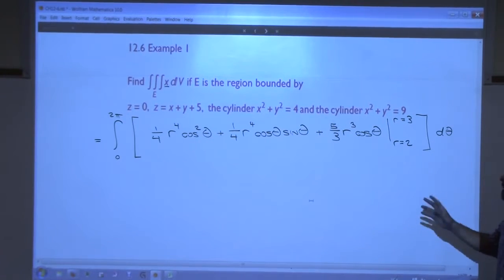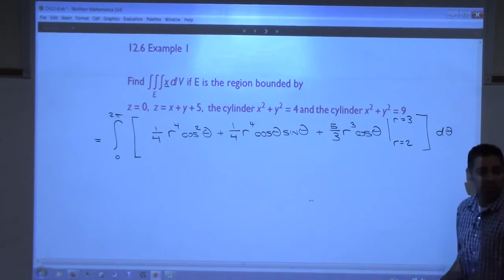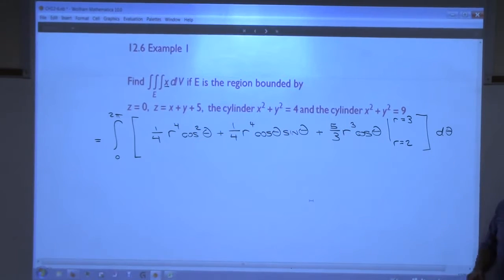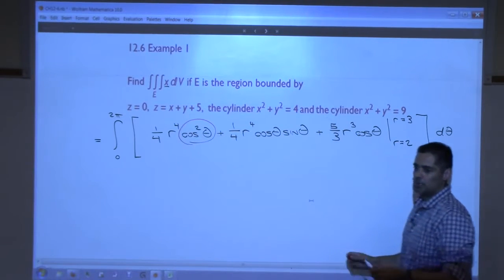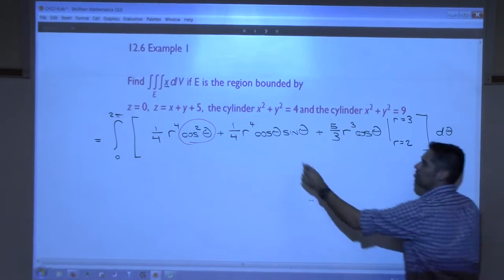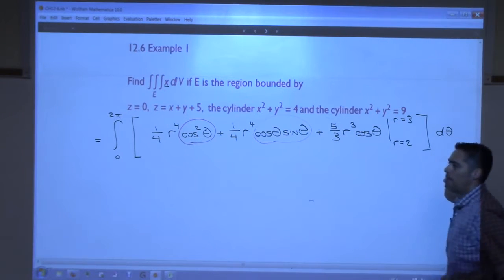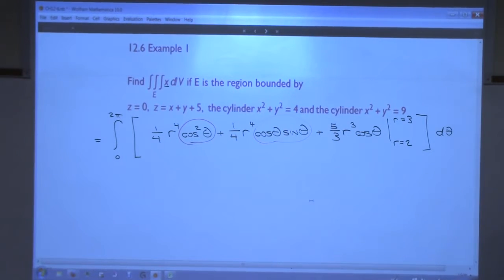When I do that, I'm going to have just constants in front of these, right? And you'll have to integrate with respect to theta. How are you going to integrate cosine squared? Power reducing formula. How are you going to integrate cosine theta sine theta? You could do sine 2 theta or a basic u sub. That's not worth talking about. Right? That's how that would go? Okay.